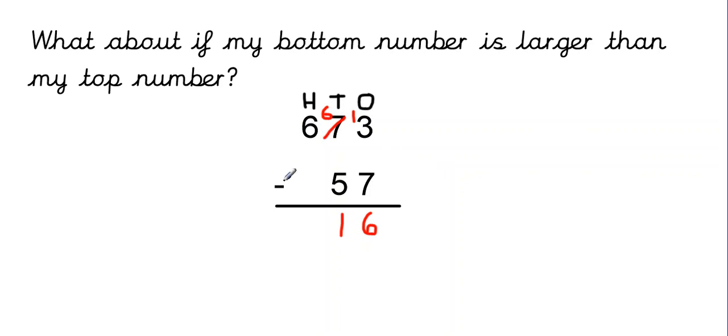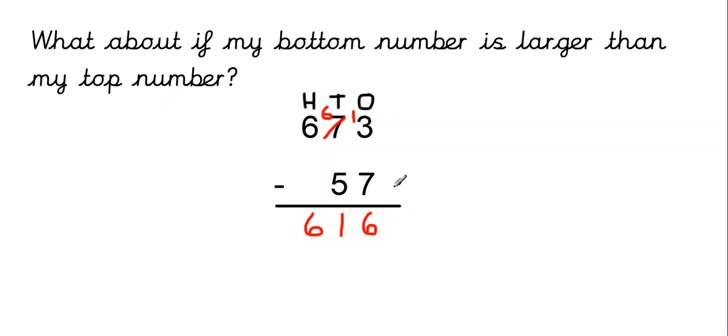So I've got 6 take away nothing. So if you're taking away nothing, it's the same as taking away 0, which means that it stays the same. So your answer would be 616.